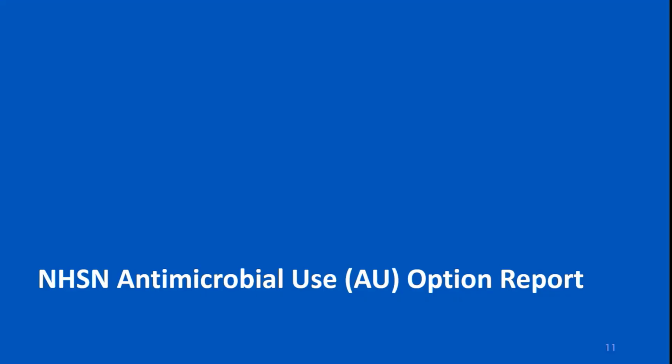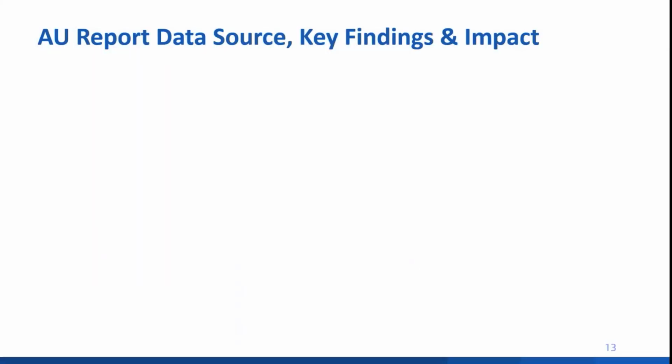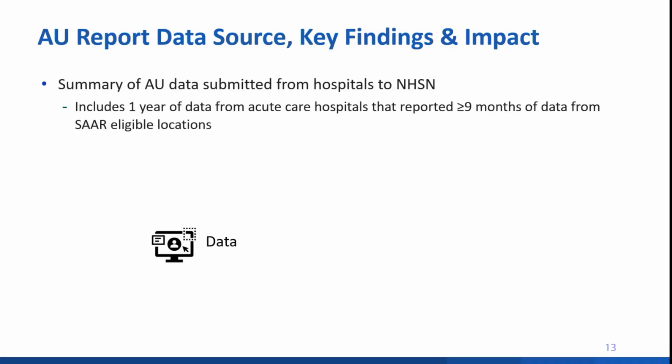So now that we've refreshed on knowledge of what the SAAR is and how it can be used, let's move into the NHSN AU option report. The AU option report provides a summary of AU data submitted to the NHSN AU option, and it uses the SAAR as its primary metric.